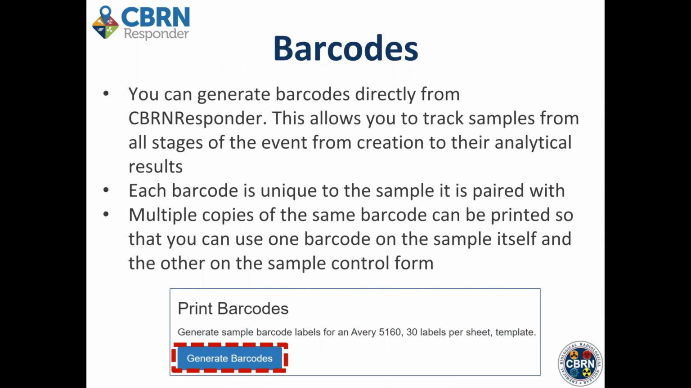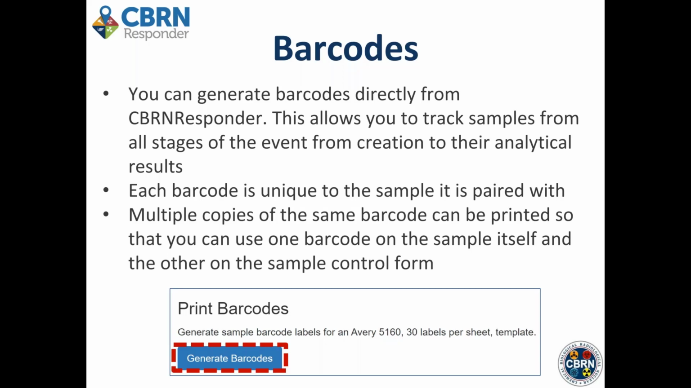Moving right along into barcodes, this is another awesome feature in RadResponder and CBRNResponder that you can actually generate barcodes directly from the CBRNResponder website, and this allows you to track those samples from all stages of the event, from the collection and creation of the sample all the way to their analytical results. So each barcode is unique to the sample that it is paired with, and you can actually have multiple copies of the same barcode that can be printed at once.